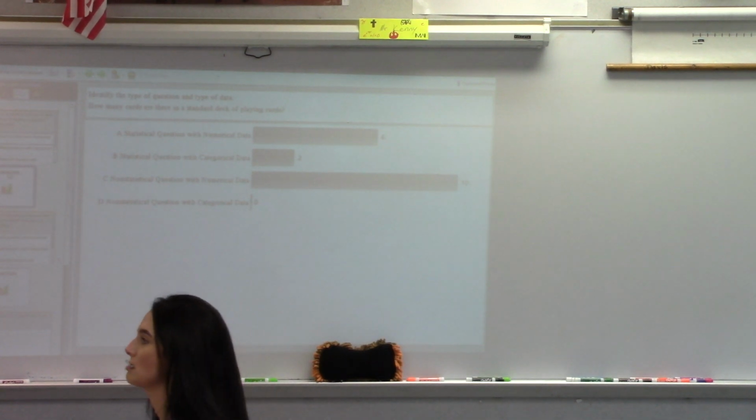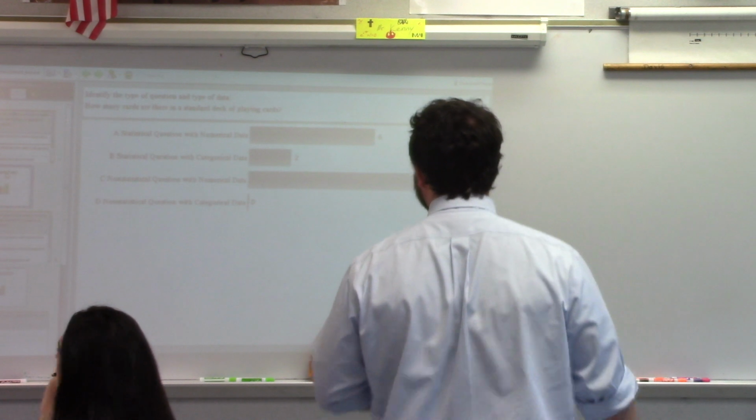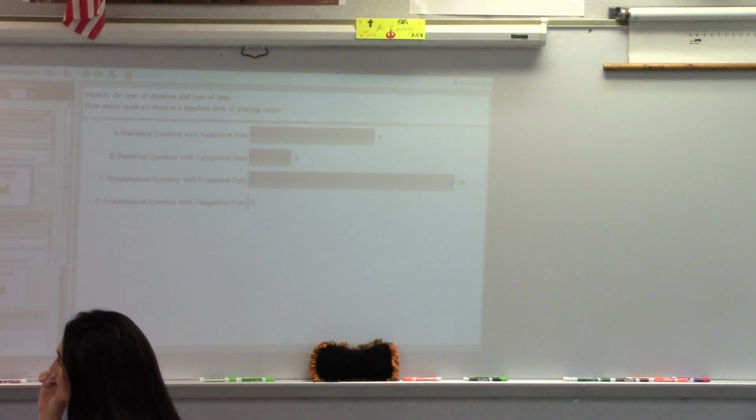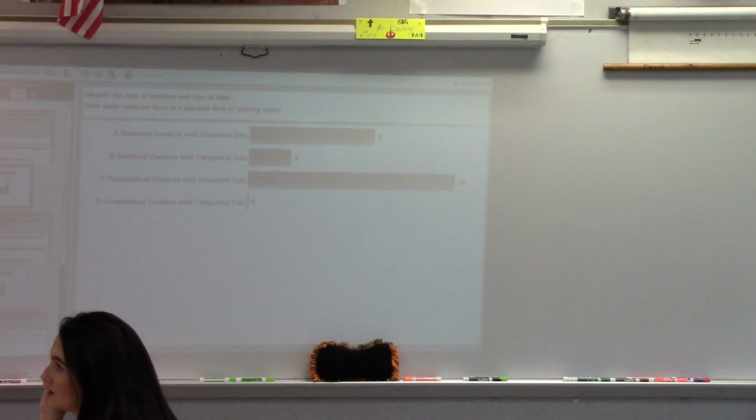But let's look at it. So it says, how many cards are there in a standard deck of playing cards? I had categorical data for 2 of us. The rest of us were thinking numerical. Would someone who claimed numerical care to explain why?